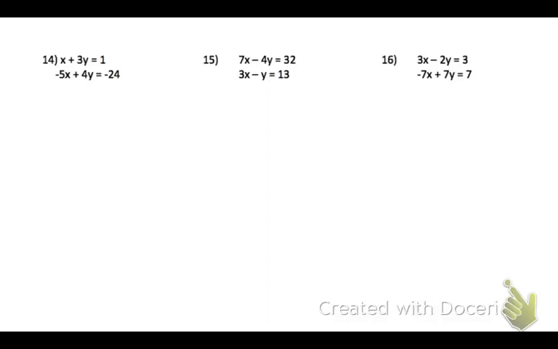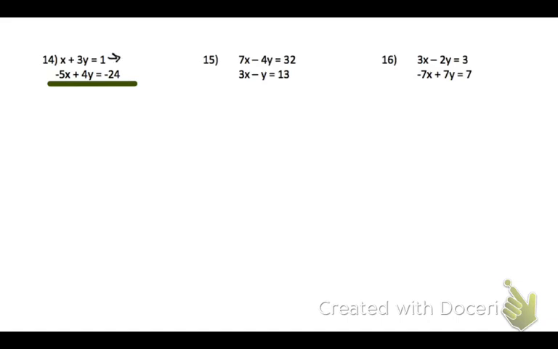Unit 5 study guide numbers 14 through 16. So, solving systems of equations. If you look at number 14, what I notice is that my top equation has a variable that has 1 as the coefficient. So I'm going to solve for x.